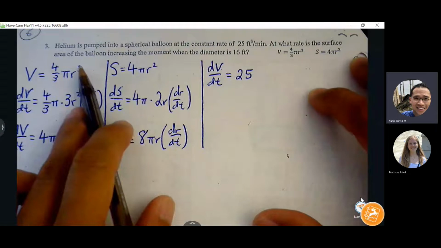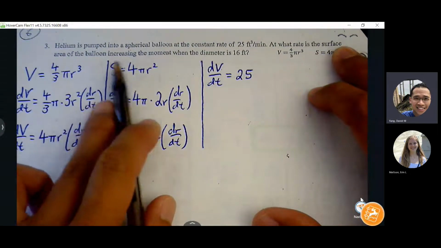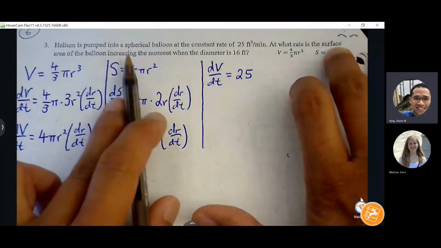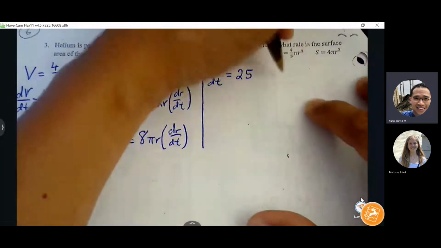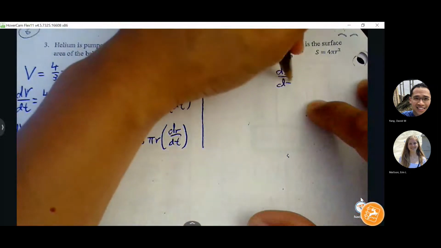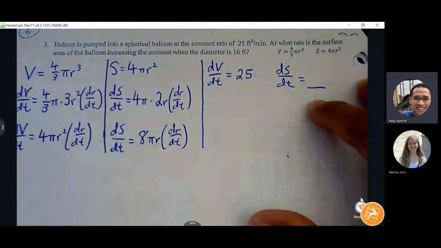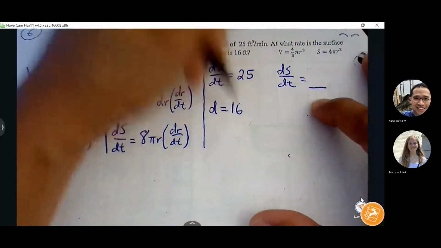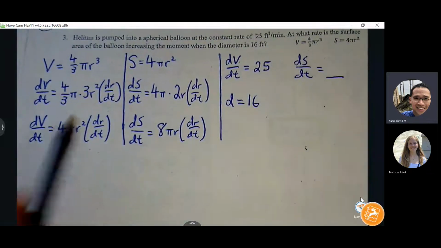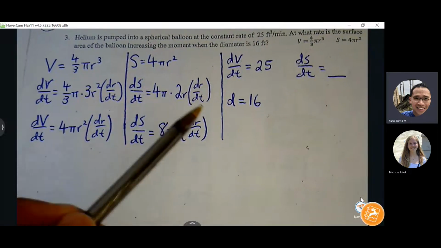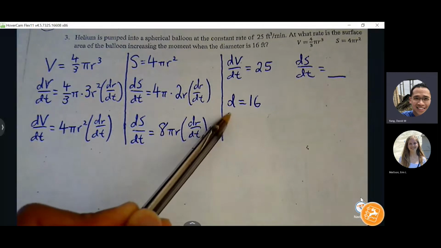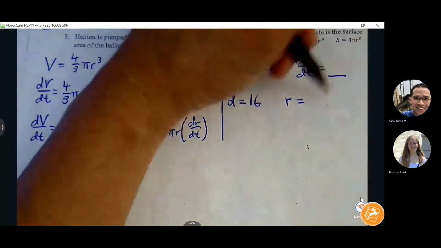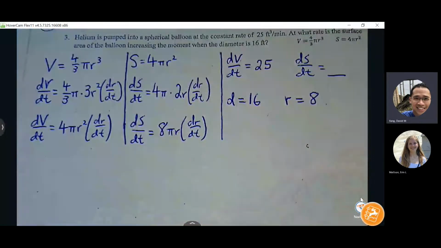At what rate is the surface area of the balloon increasing? So we know that's talking about surface area with time involved. So we're looking for dS/dt. When the diameter is 16 feet. We don't have an equation that needs diameter, but something related to the diameter is what? Radius, right? So diameter is 16. They could have just told us radius is what? 8. So I think that's a lot more helpful to us, right?